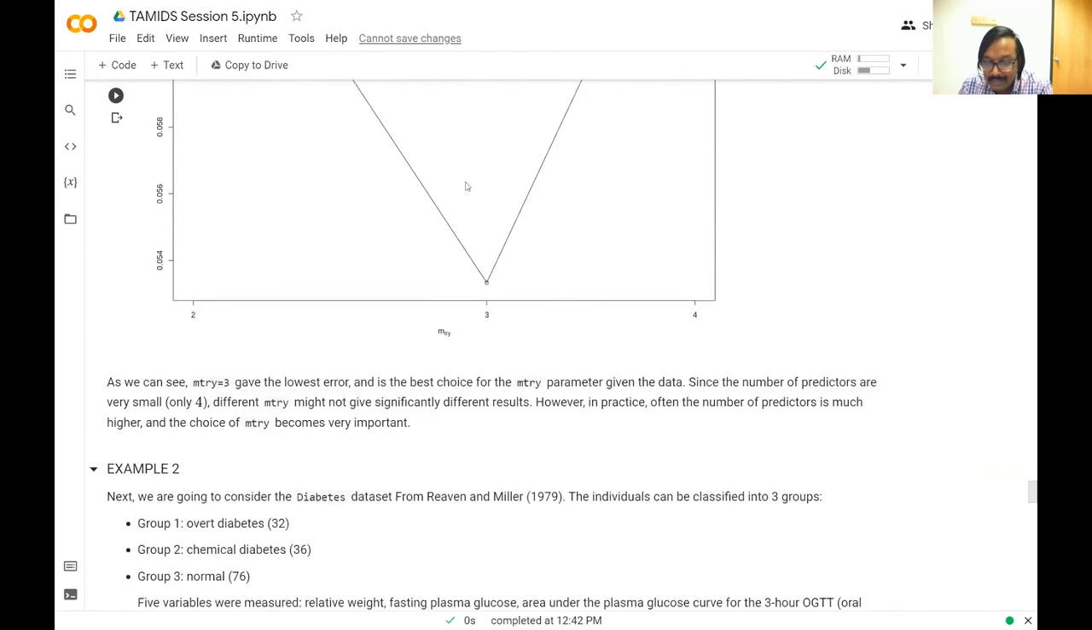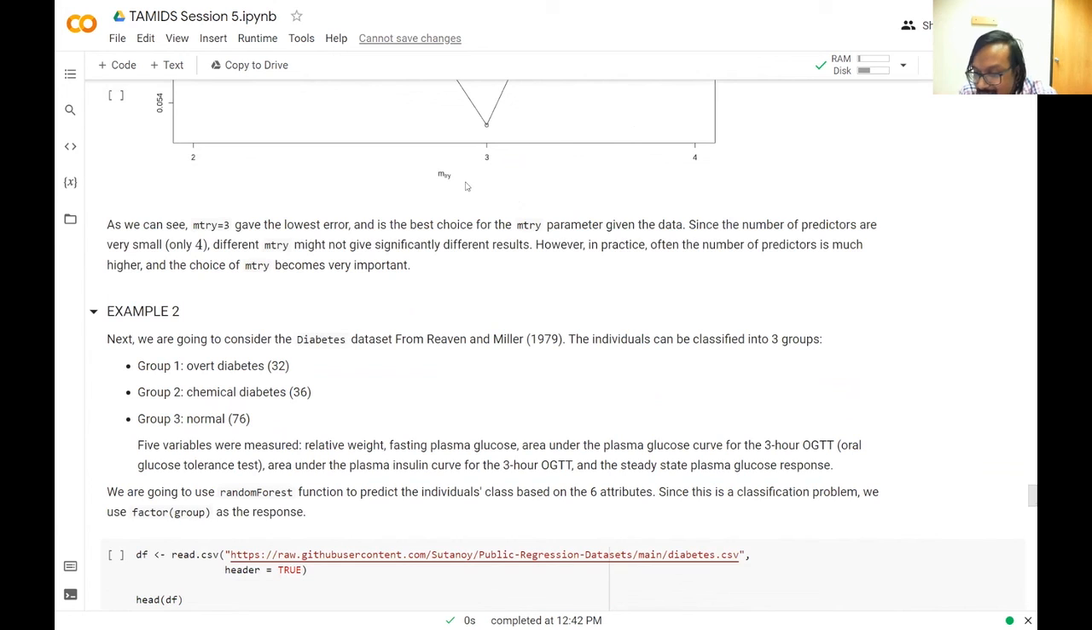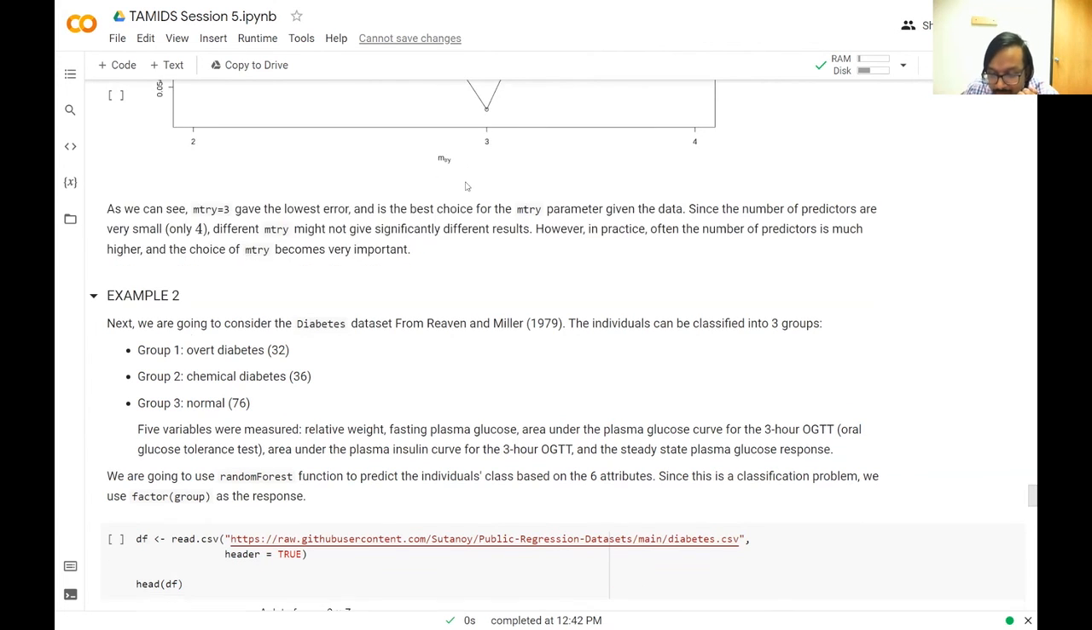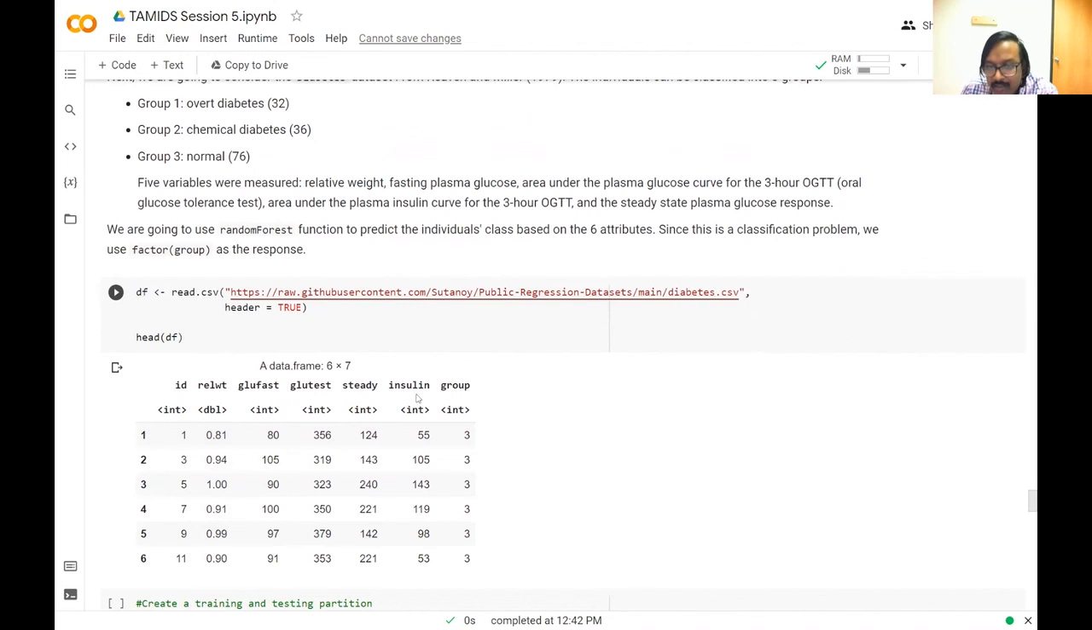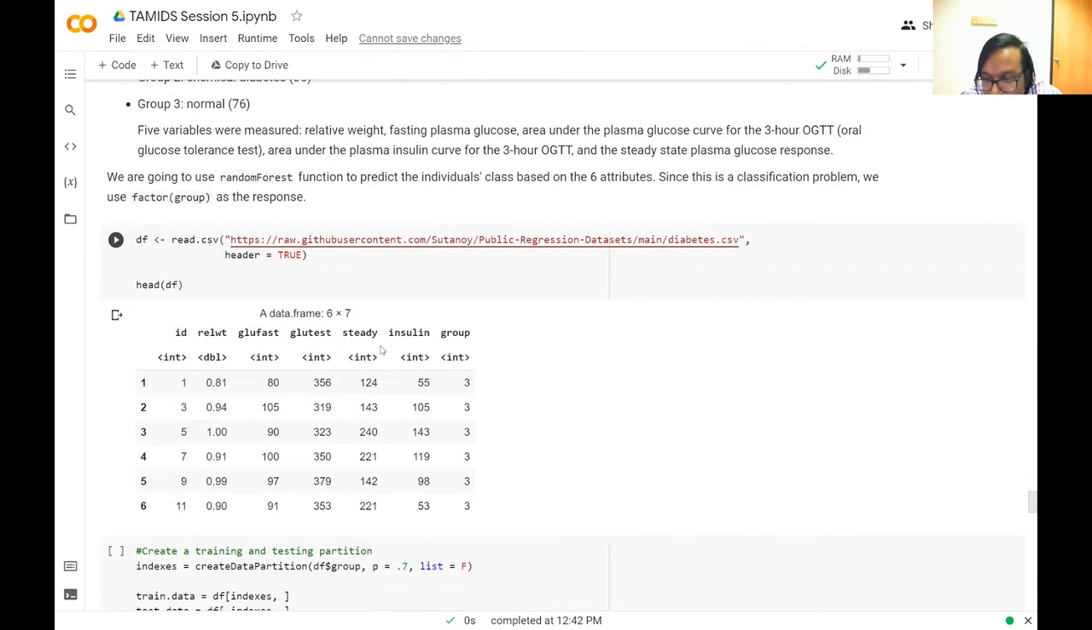All right. Next, we are going to talk about a diabetes data set where we have different variables, and based on that, we are classifying the patients into different categories. Group 1 corresponds to overt diabetes. Group 2 corresponds to chemical diabetes. And group 3 corresponds to normal patients. There were five variables, and the ID is not that important, of course. These are the 5 features based on which we are trying to classify the patients.